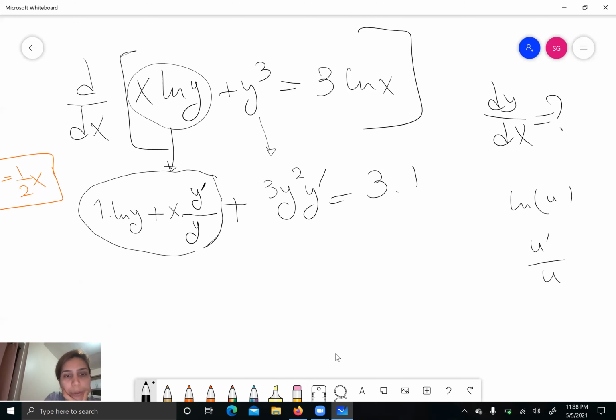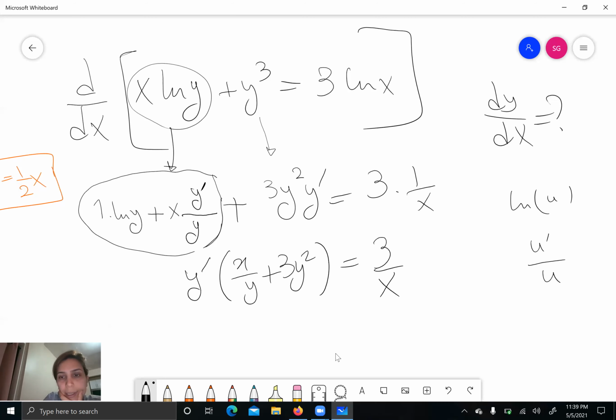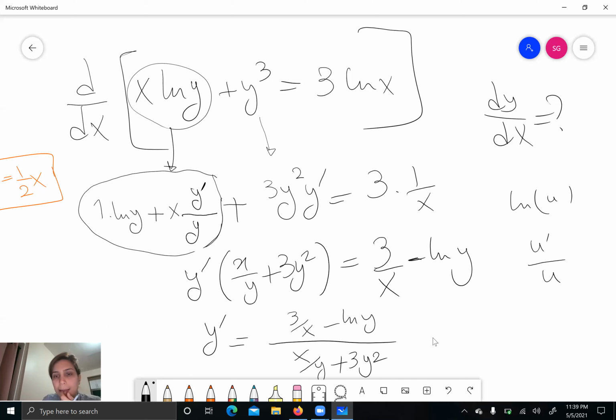Okay, so now you can factor y prime. From here you have x over y, and from here we have 3y squared. And here is 3 over x minus ln of y. Now divide both sides by this multiplier. So it's going to be 3 over x minus ln of y, over x over y plus 3y squared. That's it. That's the answer.